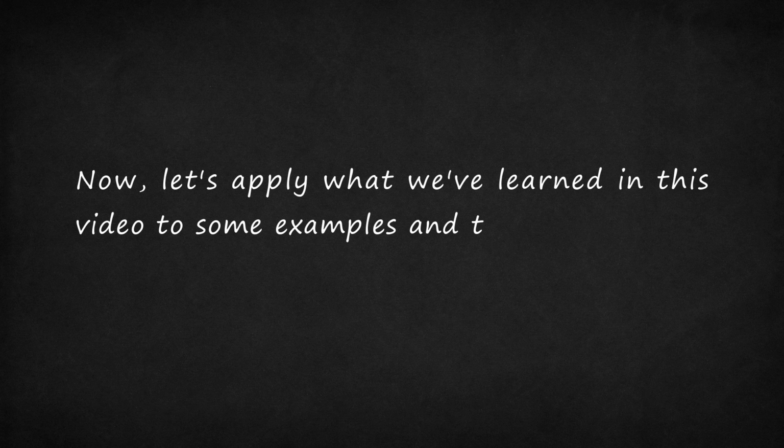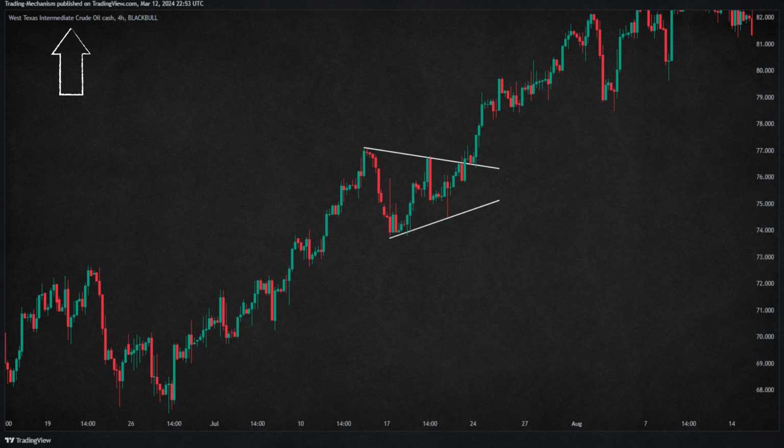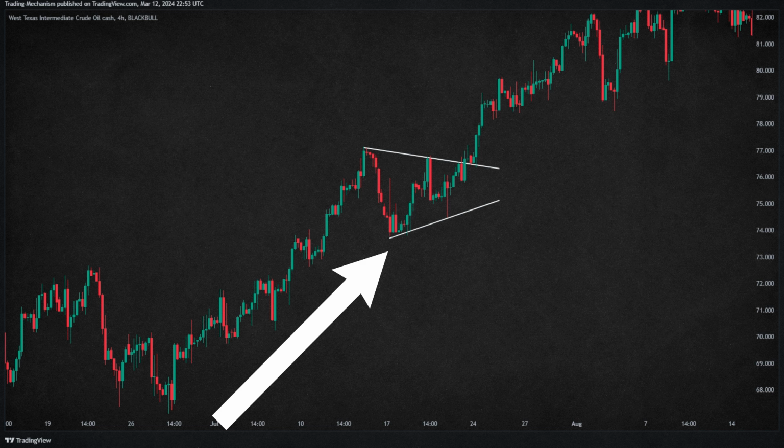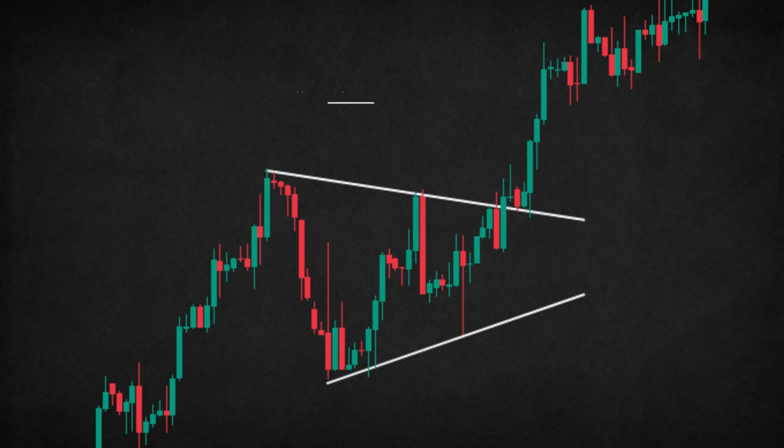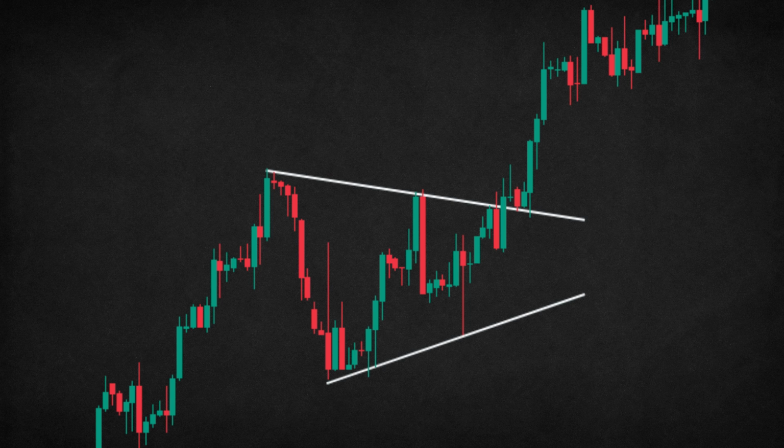Now, let's apply what we've learned in this video to some examples and test it in the real market together to fully understand the concept. In this crude oil example, we are looking at the 4-hour time frame. We can see that the market is currently in an uptrend, and there is a symmetrical triangle pattern forming. Before the breakout, there was a pullback, followed by an engulfing continuation candle that closed above the upper trend line. This gives us a strong confirmation for a buy position. To manage our risk, we will place a stop loss order below the swing low and set our take profit level at 2 times the stop loss, which means we have a risk to reward ratio of 2:1.